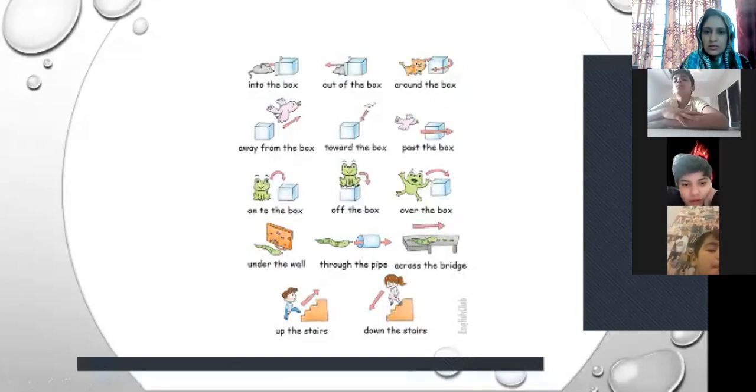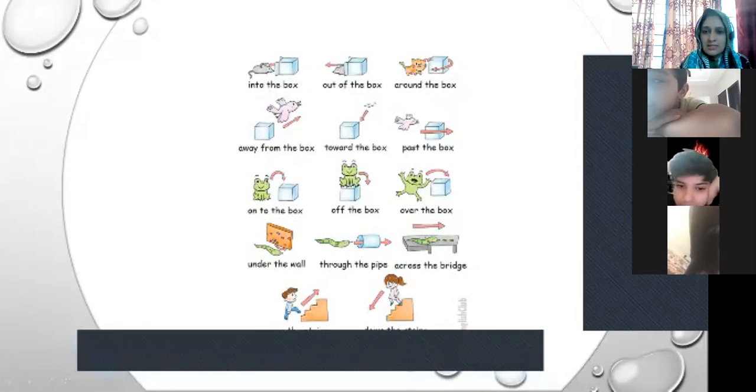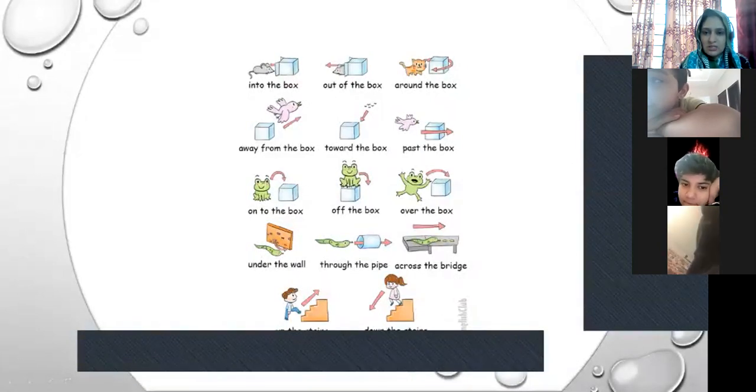All these birds are coming towards the box. As you see the direction of the arrow, they all are coming toward the box. Toward means box ki taraf, toward, okay? You see the direction over here says past the box. The bird is flying past the box.